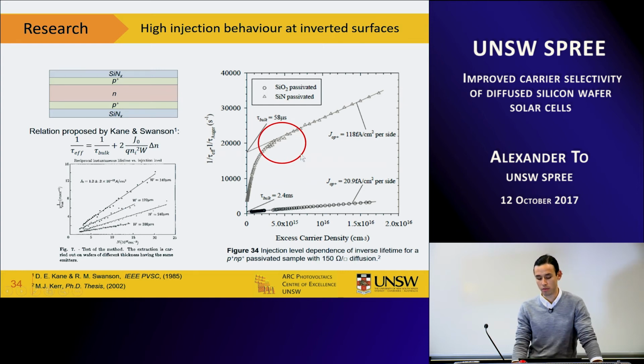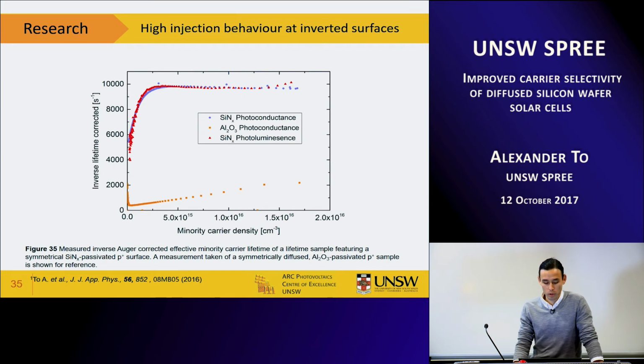So we were trying to understand, firstly, why does it bend like that? Because when it does bend like that, you can't really apply the Kane-Swanson method and extract the J0, because it's really not a linear trend in high injection.